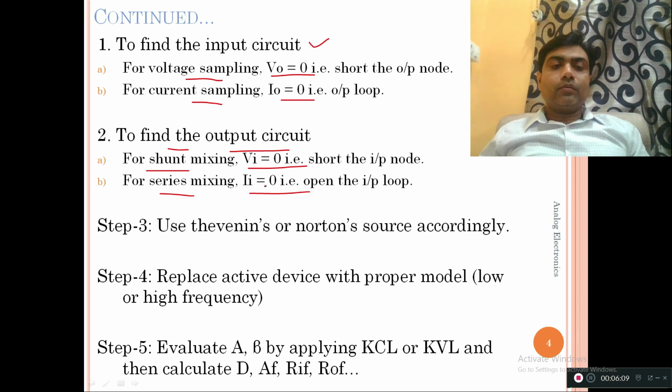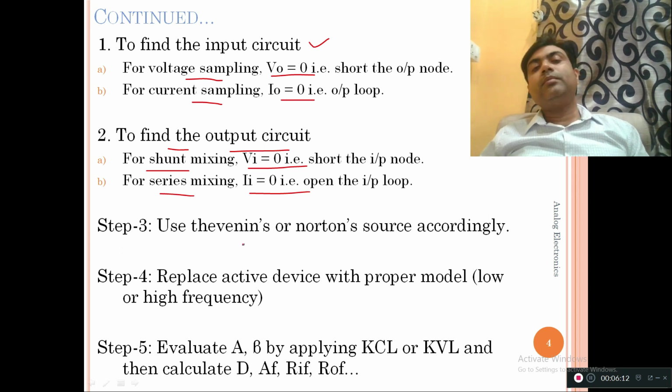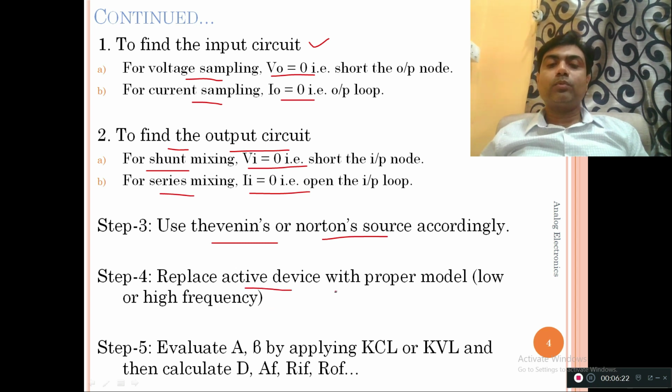Now, when we have determined what kind of sampling is done and what kind of mixing is done, we can use the Thevenin's or Norton source accordingly. And similarly, we can also replace the active device with the proper model. When I say active device with proper model, it means whether it is going to be a low frequency model or a high frequency model. So if it is a low frequency model, then I have to draw the H parameter model, and if it is a high frequency model, then I have to draw the pi model of the network, that is the active device. Active device means the transistor.